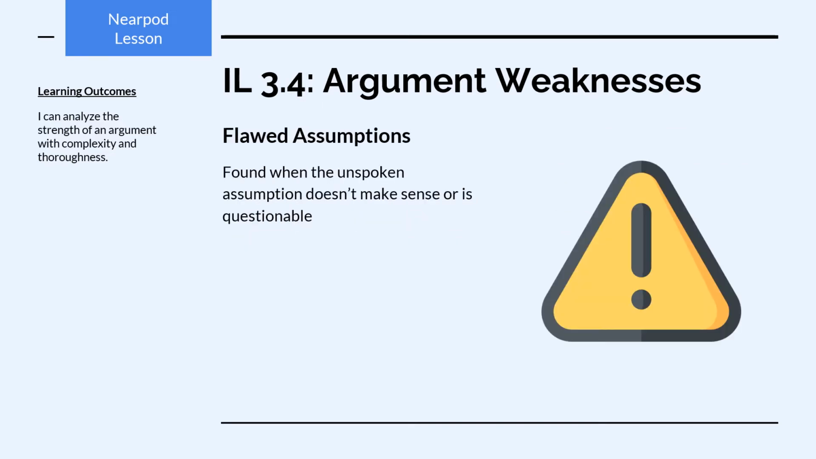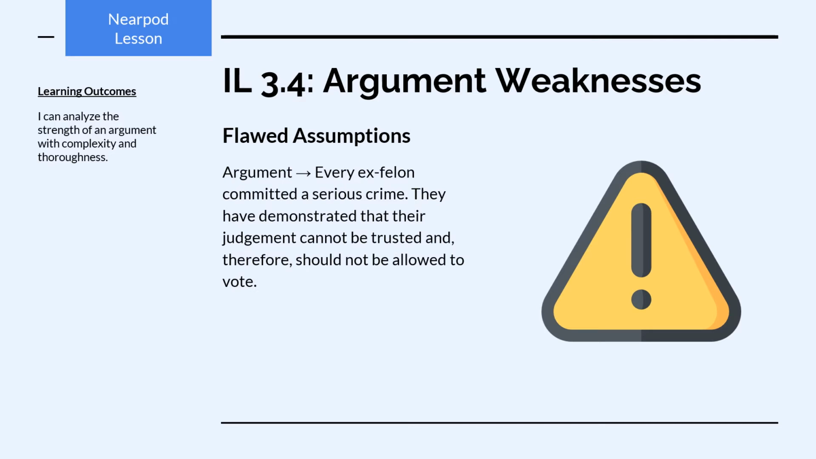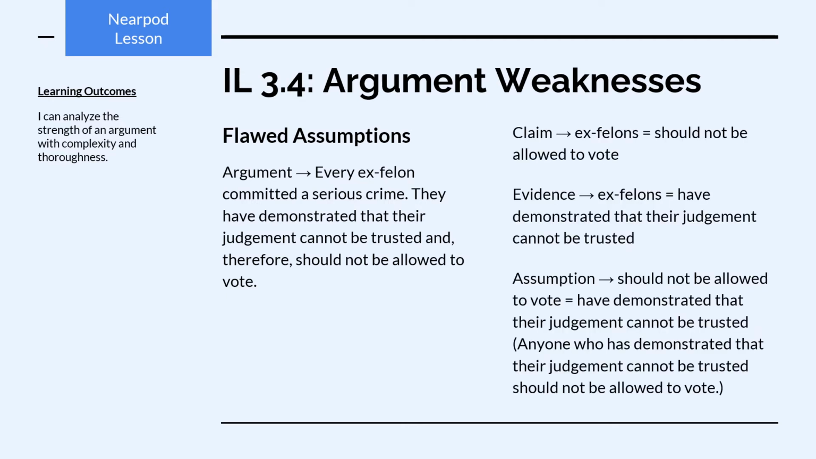Finally, let's look at flawed assumptions, which are found when the unspoken assumption doesn't make sense or is questionable. Such as in this argument here that says, every ex-felon committed a serious crime. They have demonstrated that their judgment cannot be trusted and therefore should not be allowed to vote. For this particular argument, don't let that first sentence fool you. It's just a definition of what a felony is.